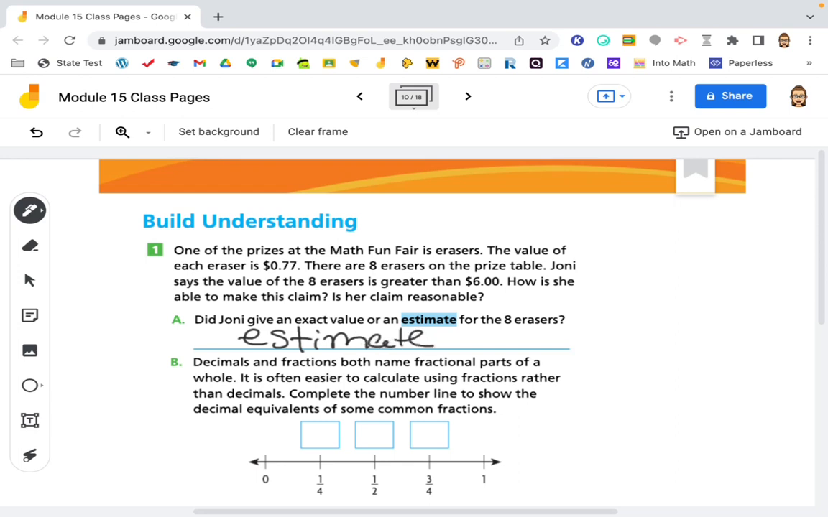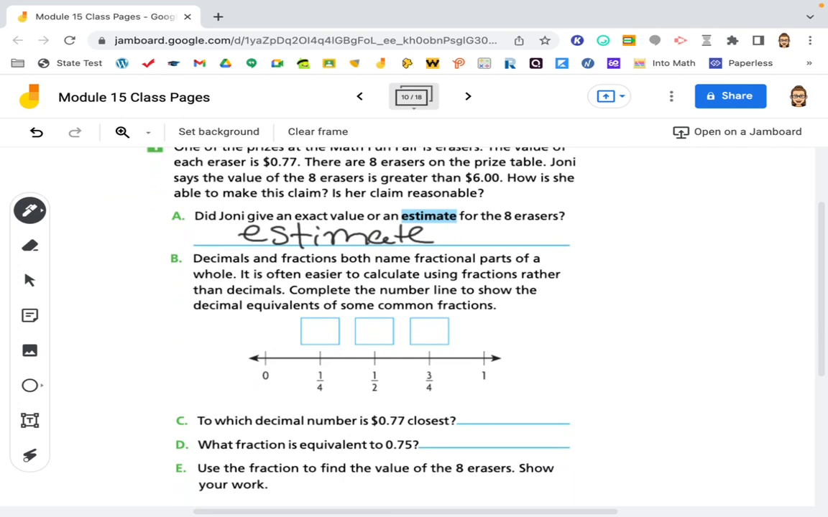It says decimals and fractions both name fractional parts of a whole. It is often easier to calculate using fractions rather than decimals. Complete the number line to show the decimal equivalents of some common fractions. So 1/4 is 25 hundredths, 1/2 is 50 hundredths, and 3/4 would be 75 hundredths. Then it says, to which decimal is 77 hundredths closest? Well, it would be closest to 75 hundredths. What fraction is equivalent to 75 hundredths? If we look here, it is 3/4.